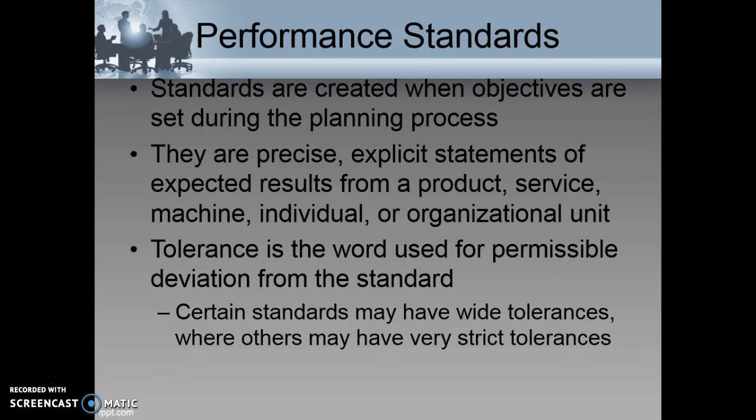So let's say I'm going to try and produce 200,000 units, but I might be okay if I have 20 units less or more. Right? That's a tolerable level of deviation from my standard that I want to have. Some standards may have a wide tolerance, meaning you can have a big amount of deviation, and others may have a very strict tolerance. We have to get exactly that amount.